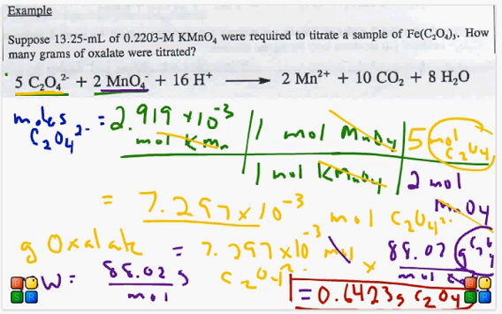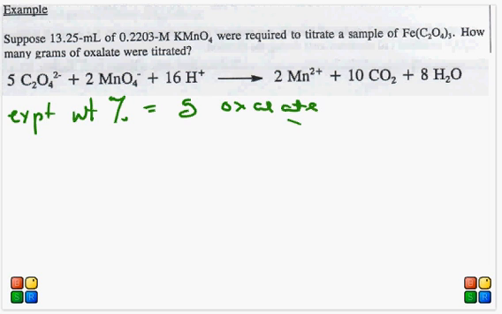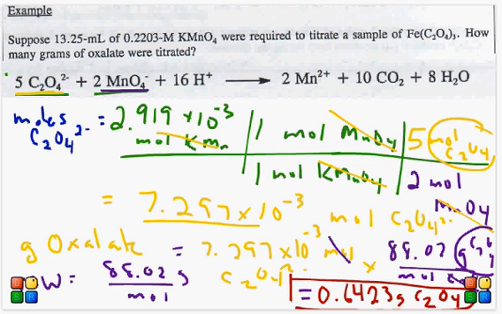So that's everything they said in the actual pamphlet. I'll show you something that you're expected to know, but they don't actually put down. One of the things you also have to solve for is the experimental weight percent. The experimental weight percent is the grams of oxalate over the grams of the coordination compound that you weighed, times 100%.